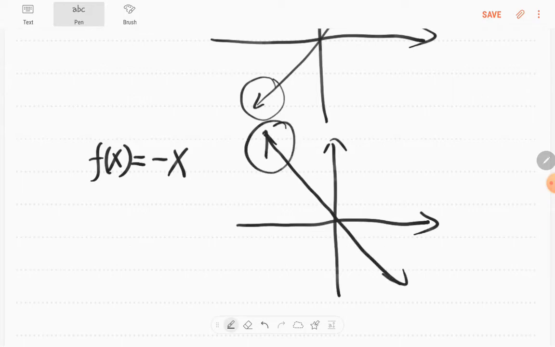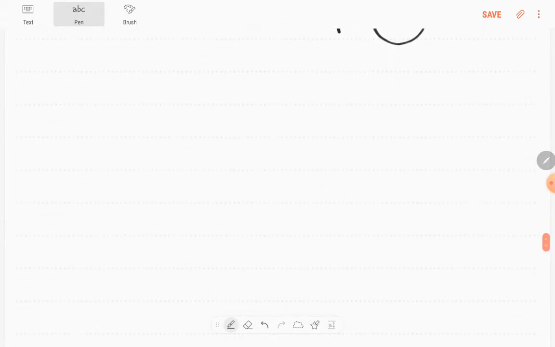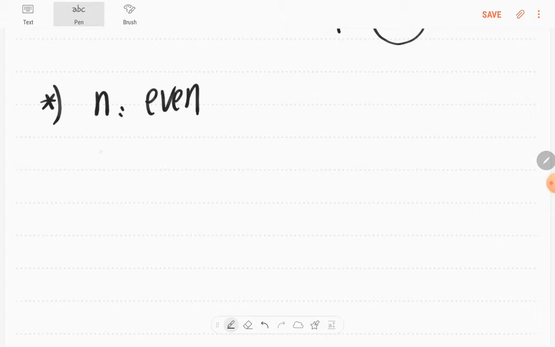Start above x-axis and below x-axis. So this is the second case, right? So now let's look at the third case when n is an even number. N is an even number, so the a sub n is positive.